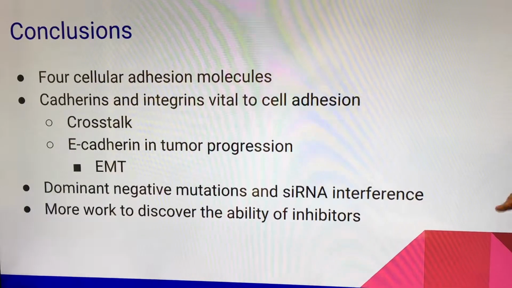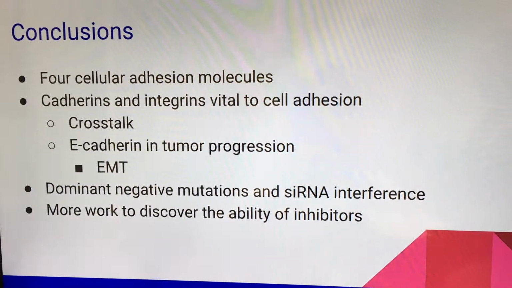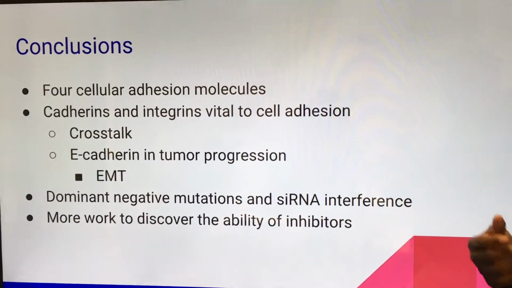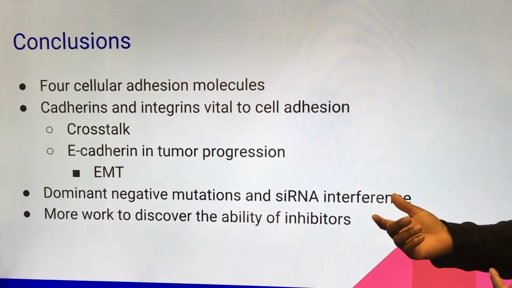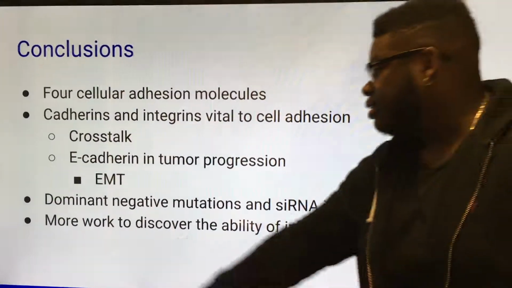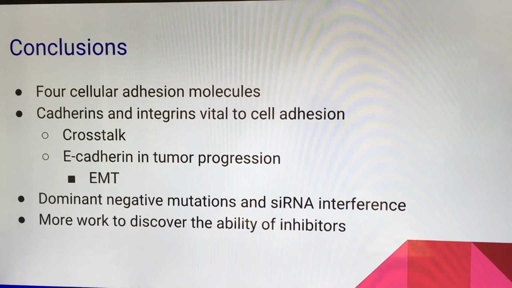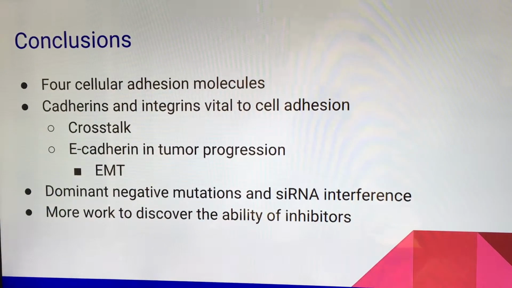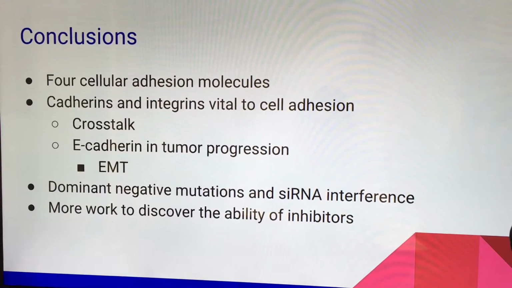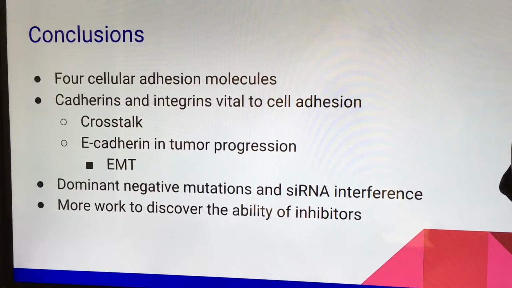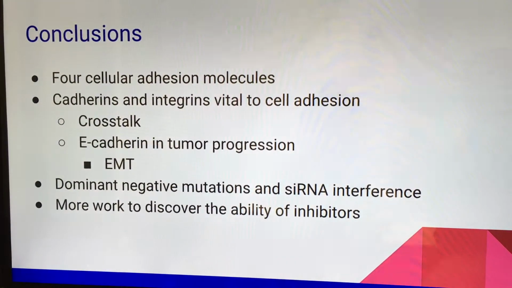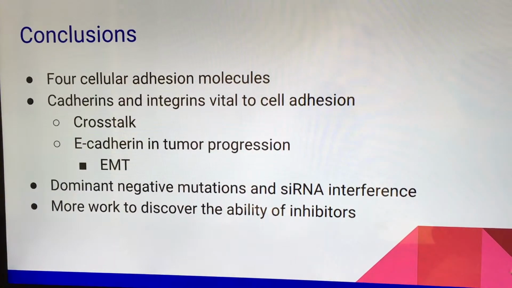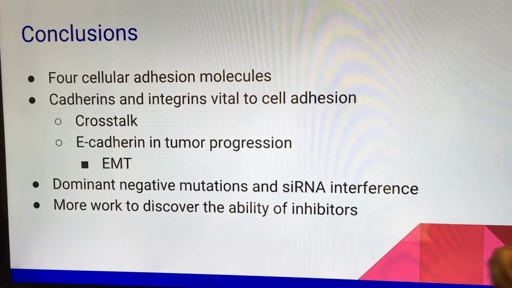And if this process is ever disrupted, it could lead to tumor progression. Part of this is the EMT, otherwise known as the epithelial mesenchymal transition. And next, there's the dominant negative mutation and siRNA interference, and that has been used in many studies to show how cadherin and integrin interactions are important. Also, there's a lot more work being done to discover the ability of inhibitors to stop tumor progression.